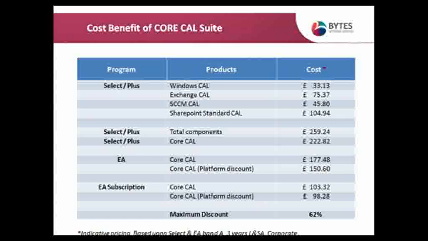As the name of the agreement suggests, this is a subscription agreement, so you don't own the licenses. You do have the ability to buy out those licenses at the end of the agreement, but you can see that moving from a price of £150.60 under the EA Perpetual, you can actually get that price down to £98.20. So we put in here a maximum discount over buying all of the components separately versus maybe subscribing under an enterprise subscription agreement. There could be a maximum of 62% discount.